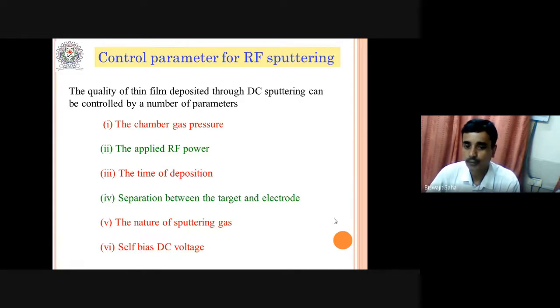And the time of deposition is another important parameter for controlling the quality of the thin film prepared. Separation between the target and electrode, already discussed in the case of DC plasma, is also important for RF plasma, as are the nature of the sputtering gas and the self-bias voltage. So these provide a scope of controlling the plasma quality, and as a consequence, the quality of the thin film. That is why the RF sputtering system has become very important, because through this system we can get a large number of control parameters in our hand, by which we can control the quality of the thin film and introduce some intended property inside the system.